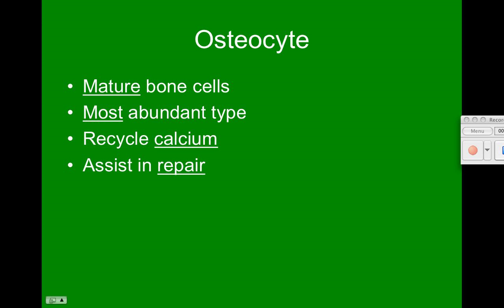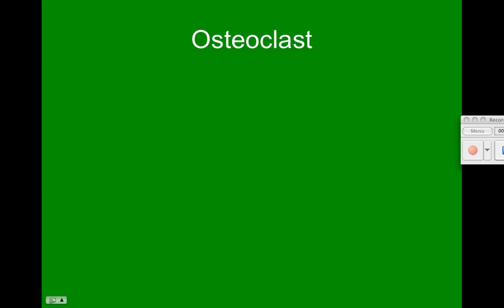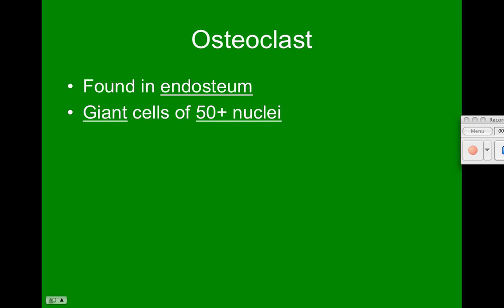The second type of cell that we have in bone tissue are the osteoclasts. These are found in the endosteum, which is that inner lining of your bone. These are kind of some freakish looking cells. They're very large and they have over 50 nuclei in them, so not a very typical cell at all. What they do is they actually secrete both acid and enzymes to break down bone from the inside, and you'll see why that's important when we start talking about growth.